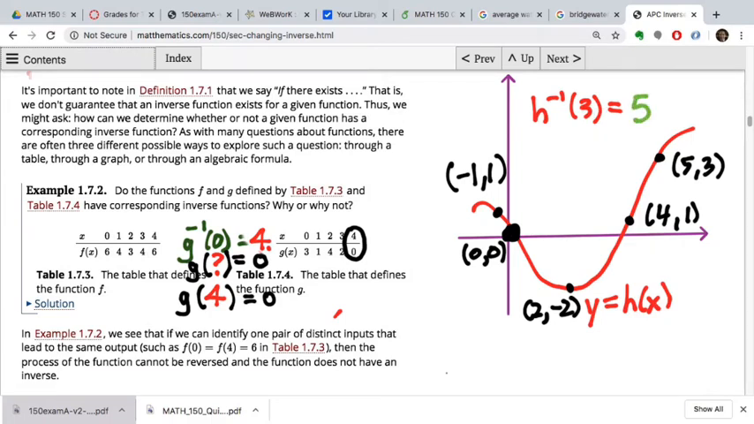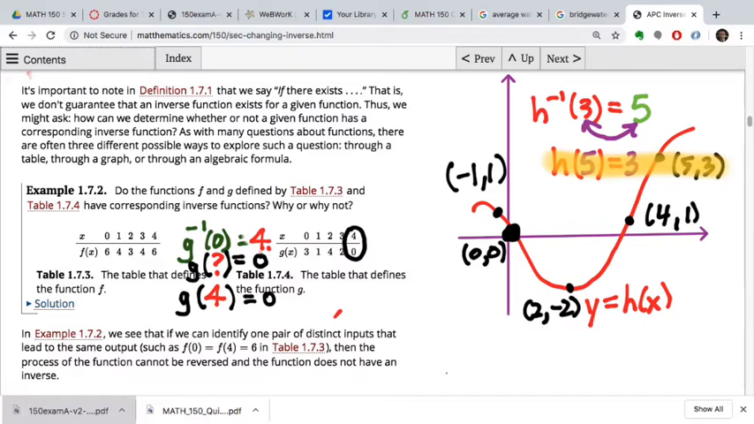5. Because we trade places. H of 5 is equal to 3, exactly. So when we trade places between input and output, the function H inverse becomes the function H. H of 5 is equal to 3. And again, we know that's the case because that's what it means to have the point (5, 3) on the graph of the function H. So the fact that this point is on the graph of H, (5, 3), means that H of 5 equals 3, which means that H inverse of 3 is equal to 5.